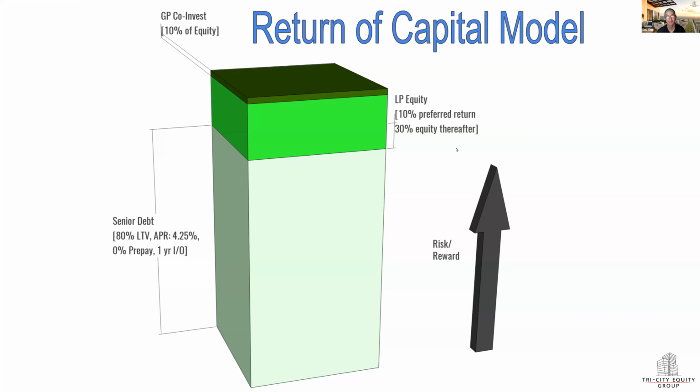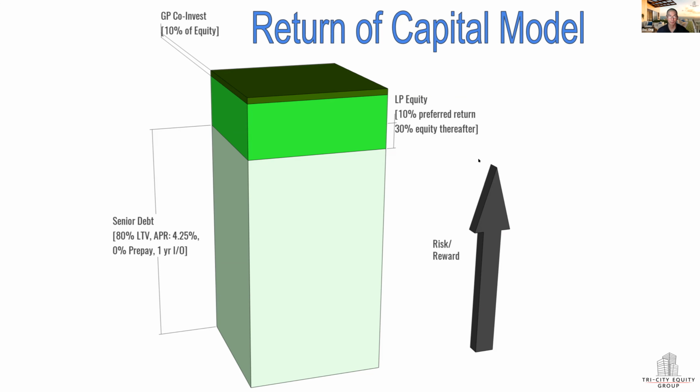The second kind of common model we've seen is this return of capital model. The focus on this one is the refi. As opposed to the traditional syndication model, where you don't necessarily underwrite the refi and just assume a sale in say 5 years, in the return of capital model you're focused on returning the capital to investors as quickly as possible so that you can increase the IRR, because IRR takes time value of money into account. So the earlier you get your capital, the higher the IRR.